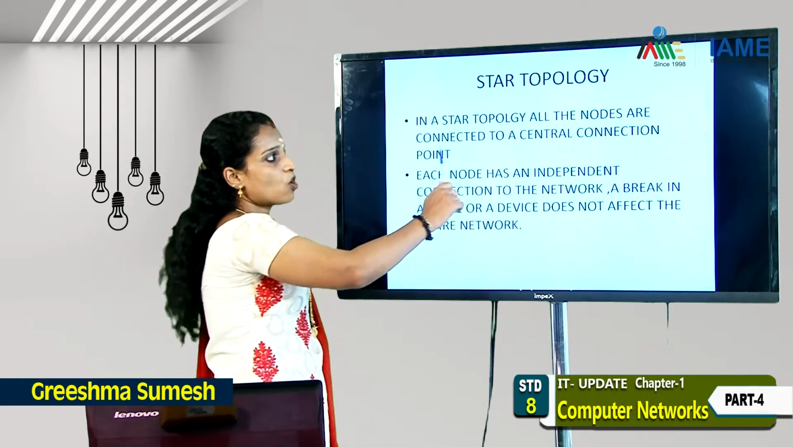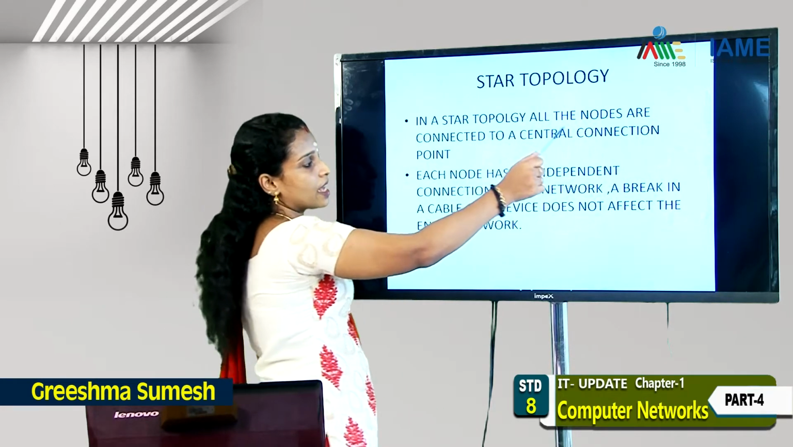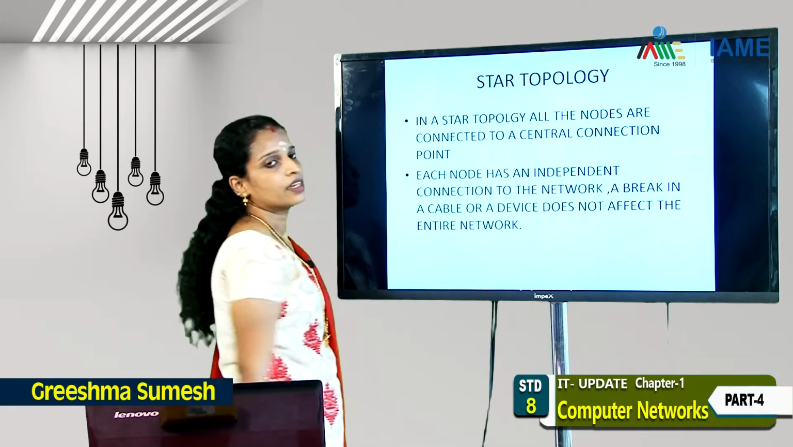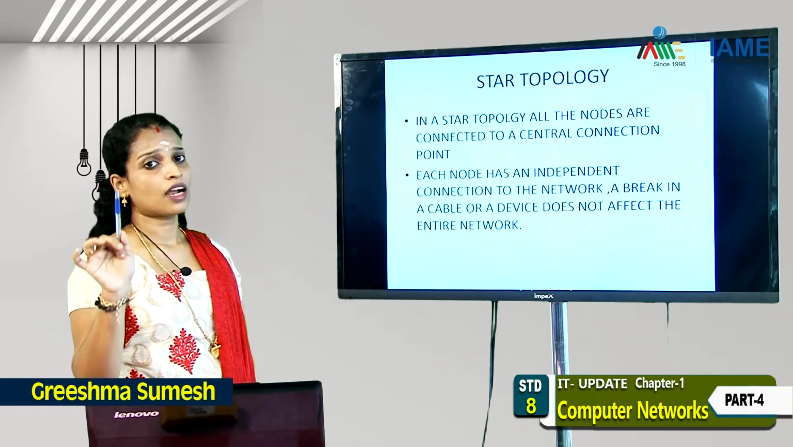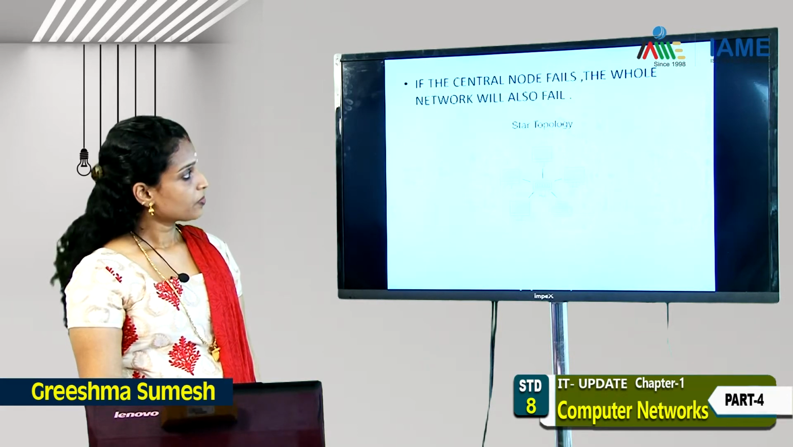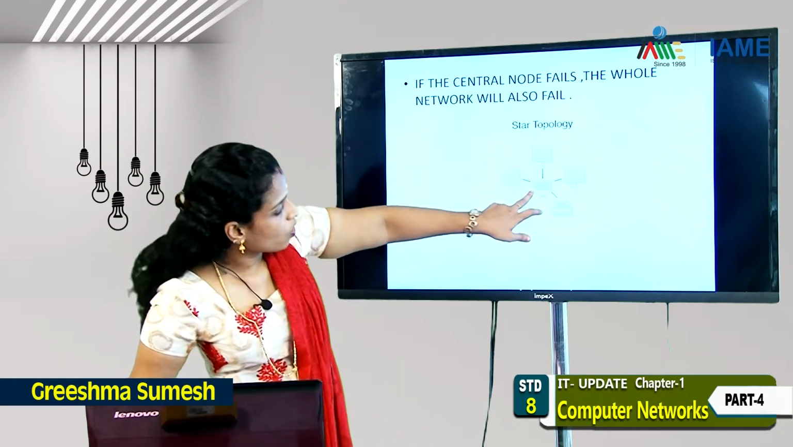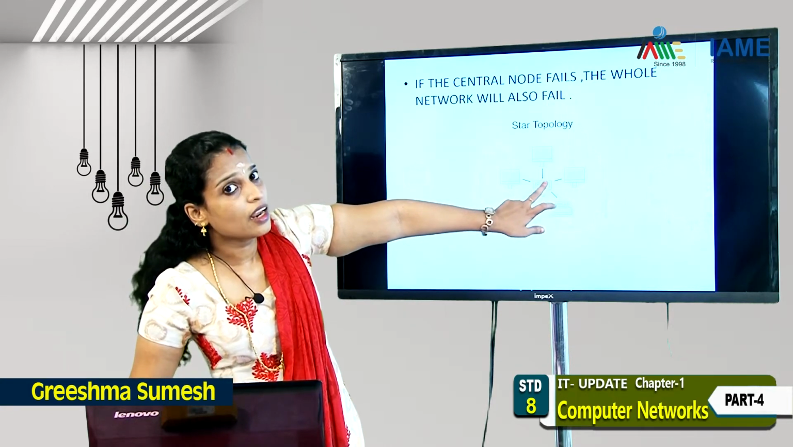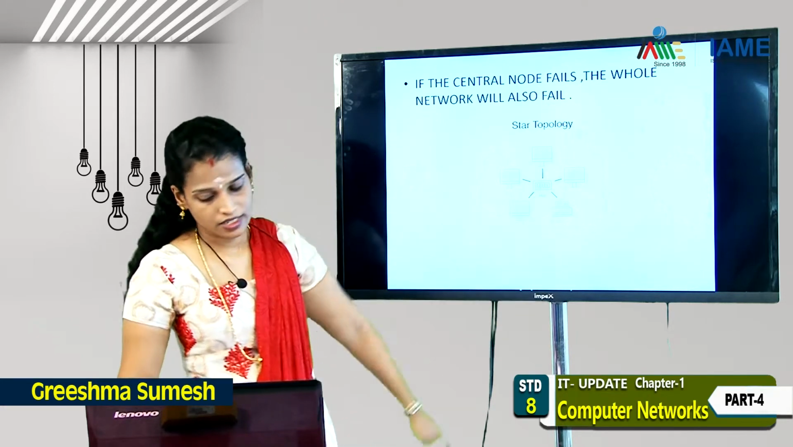In a star topology, all the nodes are connected to a central connection point. See, this is a star topology. All computers are connected to a central hub. All nodes are connected to the central point. Understood?